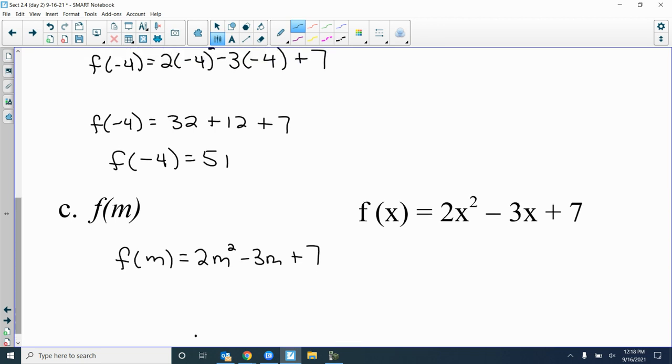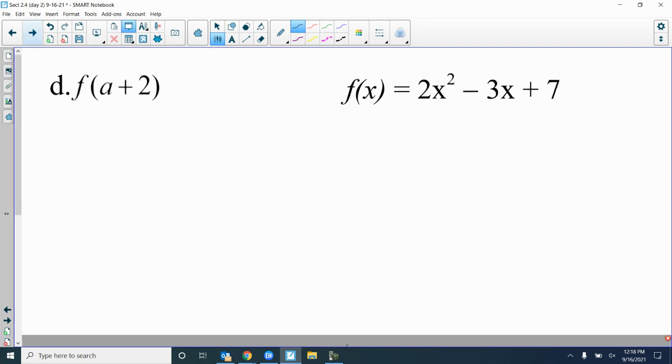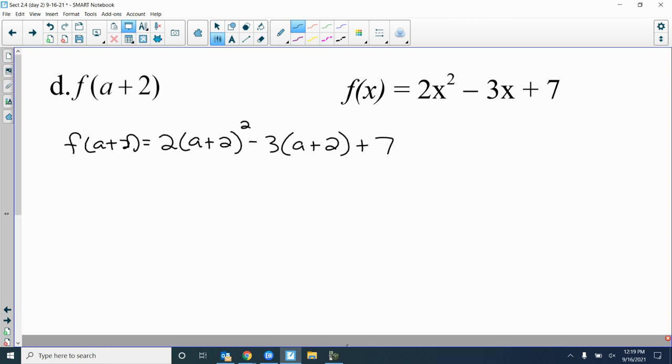But you can plug in variables, you can plug in constants, or you can plug in an expression. So let's take a look at what f of a plus 2 is going to look like. Follow your rule. Everywhere there's an x, what do you substitute in? A plus 2. You plug in that whole thing. So f of a plus 2 is going to be 2 times the quantity a plus 2 squared. So make sure you put that in parentheses with the squared on the outside. Minus 3 times a plus 2 plus 7.